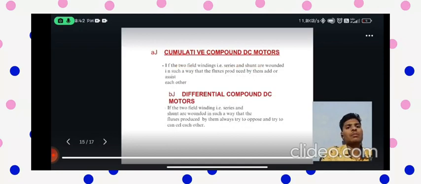Cumulative compound DC motors. If the two field windings, for example series and shunt, are wound in such a way that the flux produced by them aids or assists each other, it is a cumulative compound DC motor. And in the case of differential compound DC motors, the two field windings, for example series and shunt, are wound in such a way that the flux produced by them always tries to oppose and cancel each other.